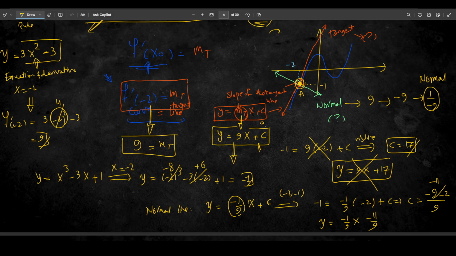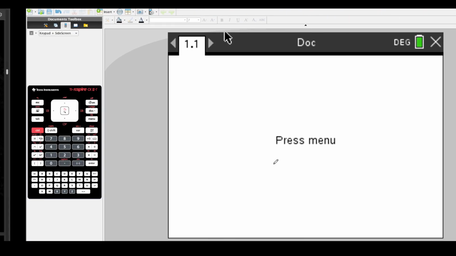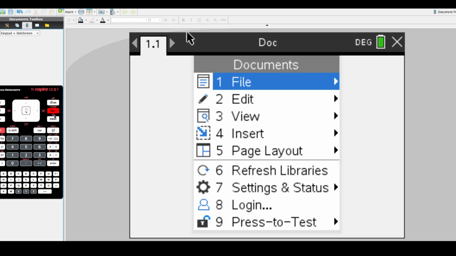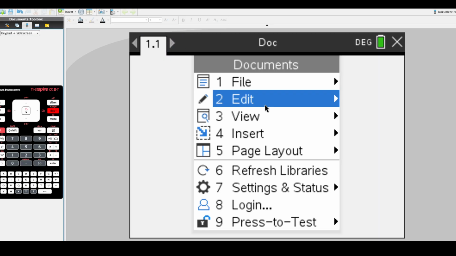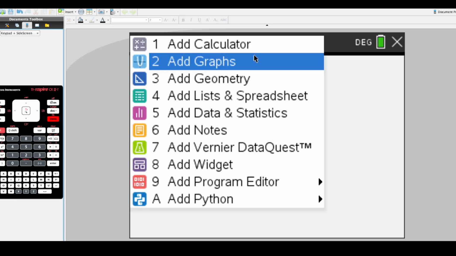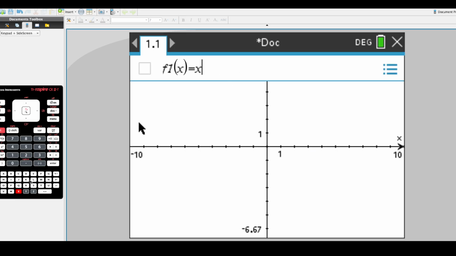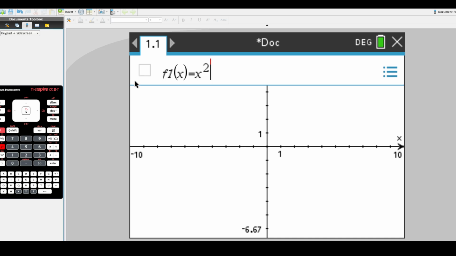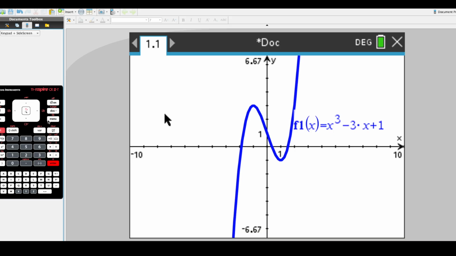Let me check it on Desmos with you. Well, I don't have Desmos here and it's going to take time, but you can do it also at home on your calculator. Can we do it on the calculator? Why not? Let's do it on the calculator. So what is the equation of the curve? Document or menu. Okay, I'm going to add a graph. What is my graph? X to the power of 3. In fact, it's not 2, it's 3, minus 3x plus 1. This is your graph.